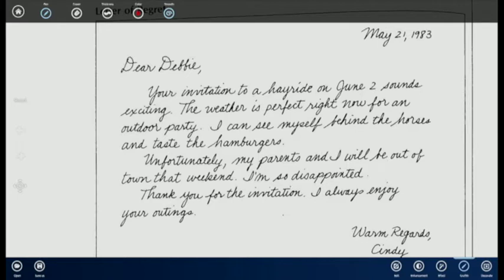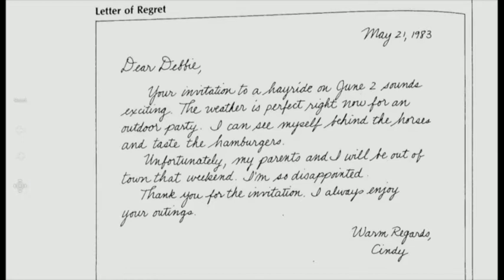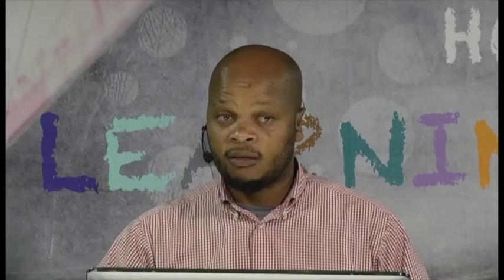Okay, so here we've got a letter written by a student, or maybe an example of a letter. Let's just say it's an example of a letter. The letter is by Cindy there, and Cindy wrote the letter to Debbie. And what is she doing? She is regretting. So it's a letter of regret. When can we expect a letter of regret? We can write a letter of regret when probably we have been invited or we were expected to honor a certain invitation, but then for some reasons we fail to do that. And then we are writing the letter of regret.